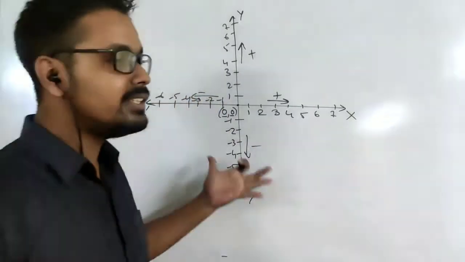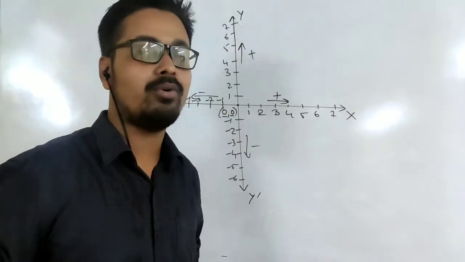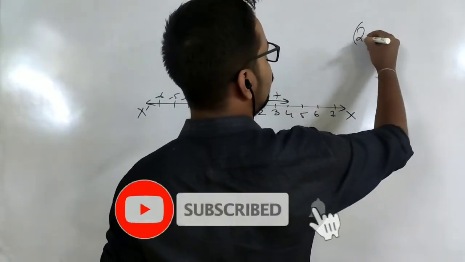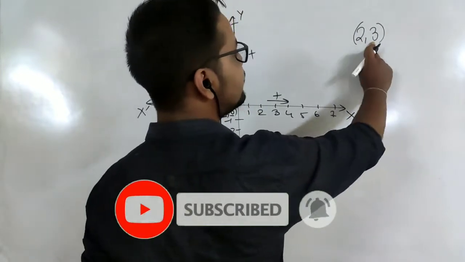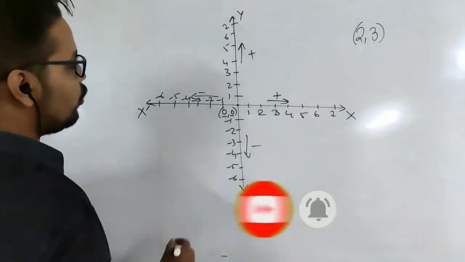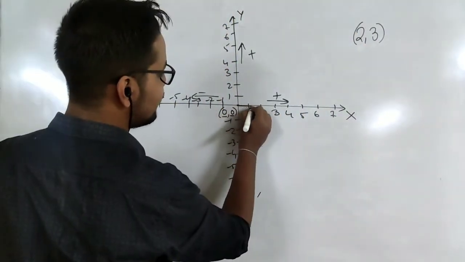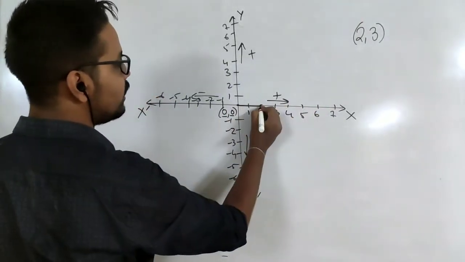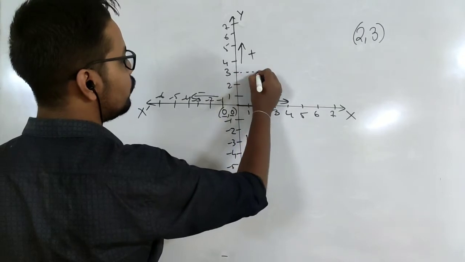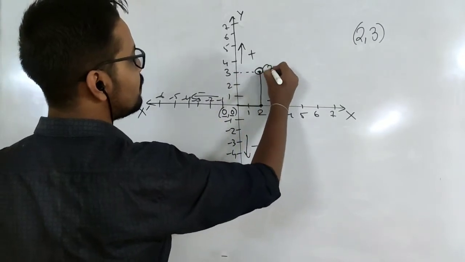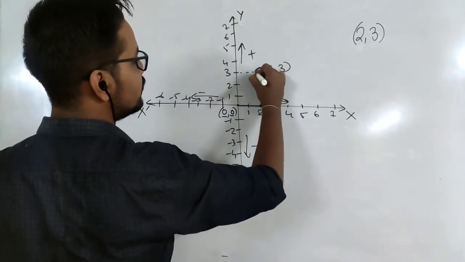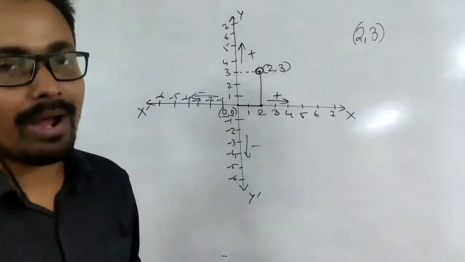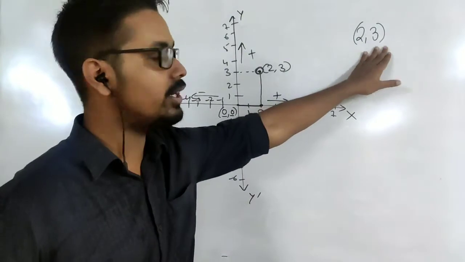Now why have I written this? I just wanted to see if you remember how to plot any point. Suppose I want to plot a point (2, 3). This is the x coordinate, this is the y coordinate. That means I will move 2 steps towards x, up to here. Then I have to go 3 steps towards y, so 1, 2, 3, up to this point. So this is my point (2, 3), that is 2 in the x coordinate, 3 in the y coordinate. That's how we plot the point (2, 3).